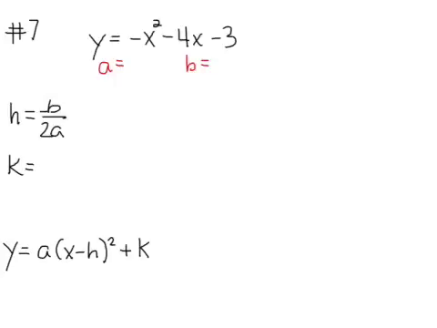In this case, we've got a negative out in front of our x squared term. So remember, that's the same thing as saying it's a negative 1. So in this case, our A is actually negative 1. Our B, on the other hand, is the coefficient to our x term, which in this case is negative 4. So our A is negative 1 and our B is negative 4. Now we can find H.